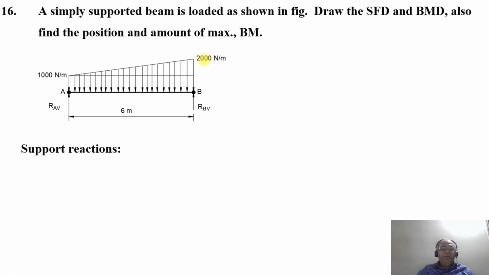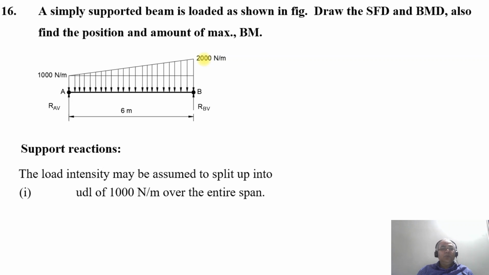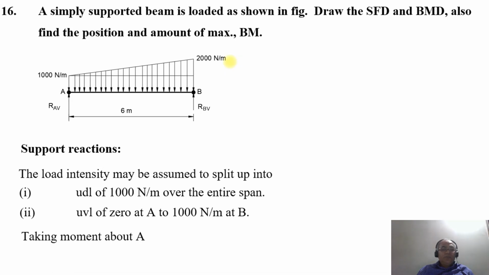Let RAV and RBV be the support reactions at the points A and B. So the load intensity may be assumed to be split up into one UDL of 1000 Newton per meter over the entire span, and also a uniformly variable load from 0 at A to 1000 Newton per meter at B. So taking the moments about the point A, first RBV into 6 will be equal to 1000 into 6 into 6 by 2.